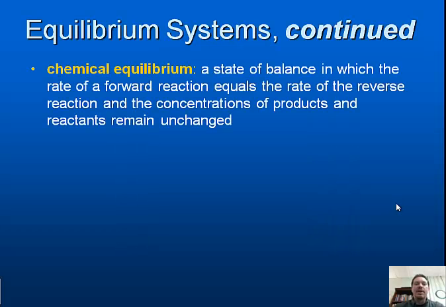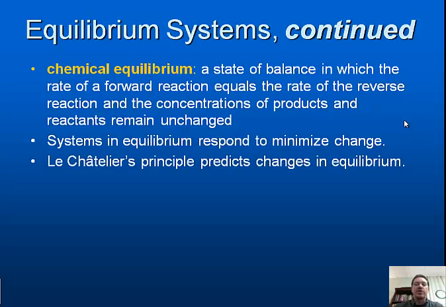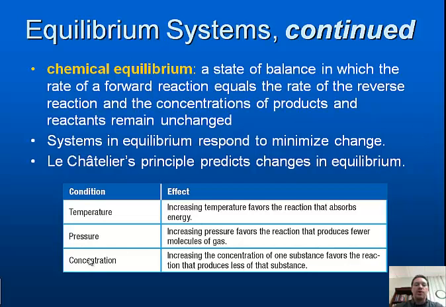All right, so chemical equilibrium is the state of balance in which the rate of forward reaction equals the rate of reverse reaction, and the concentrations of products and reactants remain unchanged. Systems in equilibrium respond to minimize change. We've got a special principle that we'll mention here. Le Chatelier's, it's French, Le Chatelier's principle predicts changes in equilibrium. So given some different conditions here, starting with temperature, increasing temperature favors the reaction that absorbs energy.